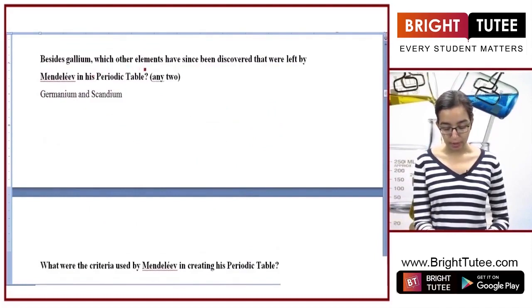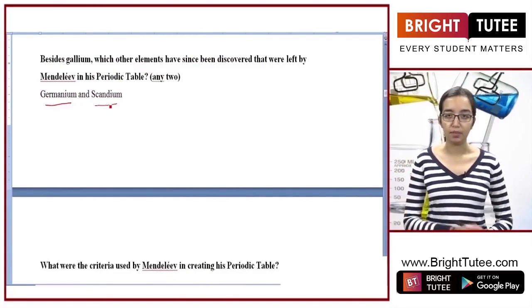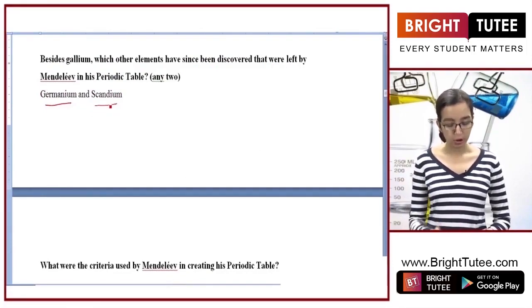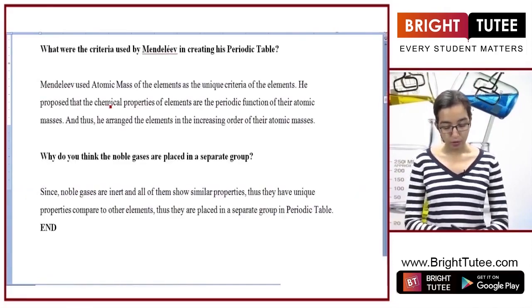Besides gallium, which other elements have since been discovered that were left for by Mendeleev in his periodic table of classification? The answer we have is germanium and scandium. Many elements were discovered after Mendeleev's period, 2 of which are germanium and scandium. You can remember any 2. The next question is, what were the criteria used by Mendeleev in creating the periodic table?